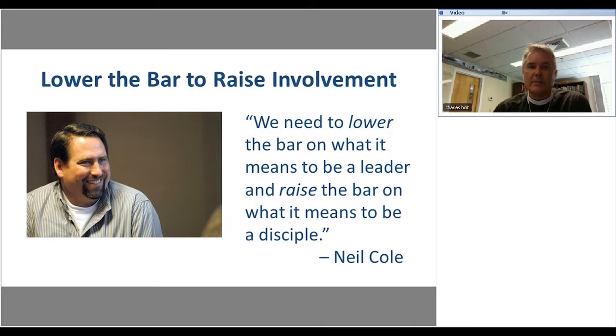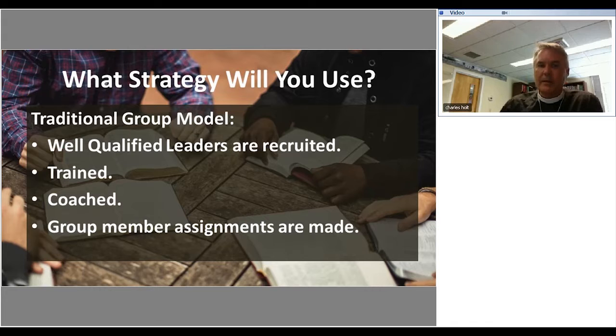So let's talk about strategy a little bit. In one way, there's a traditional way that small groups have often been implemented in the life of a congregation. And that model often is we get well-qualified leaders that are recruited, we train them up and make sure that they've had weeks and weeks and weeks of training, that they're well-coached and under an accountability structure, and then we handpick who's going to be in each one of those groups. And I think this old model or old strategy is being replaced with a new strategy that is actually more effective in reaching more people for the Lord.